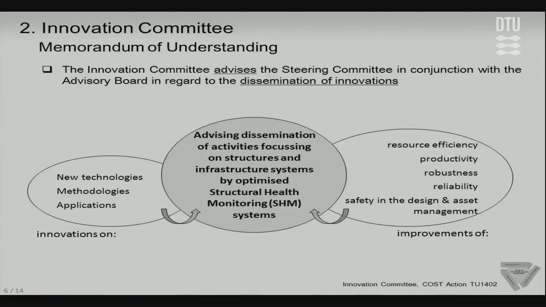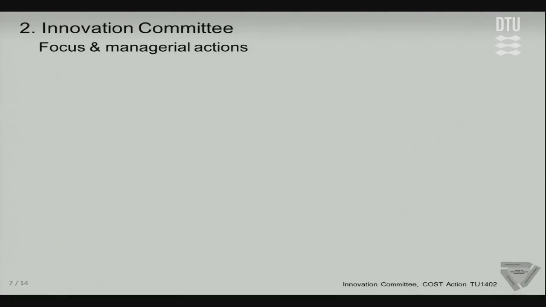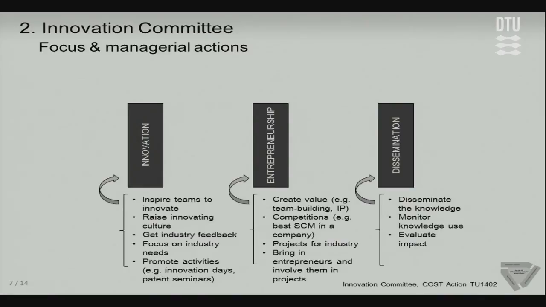Well, taking this definition and what I presented before, it's my understanding that we have here three main pillars: innovation, entrepreneurship, and dissemination. So that is the cycle that I presented. And for each one, we should try to promote some activities focusing on each pillar. Besides that, there should be some interaction because this is embedded in a cycle.